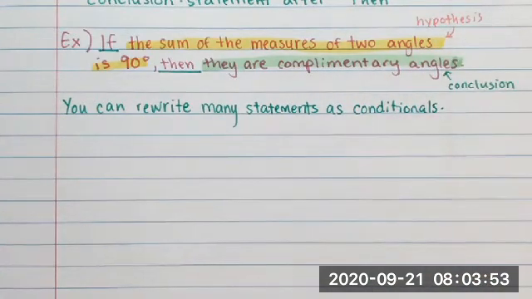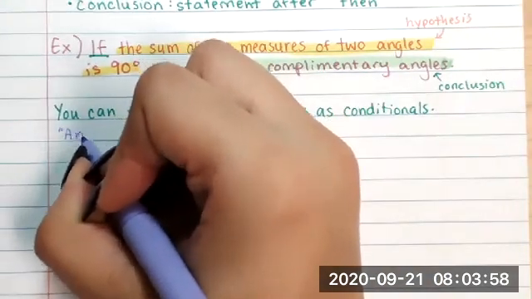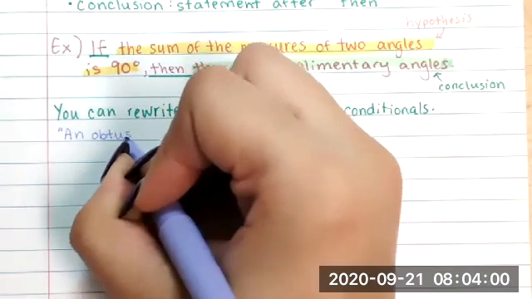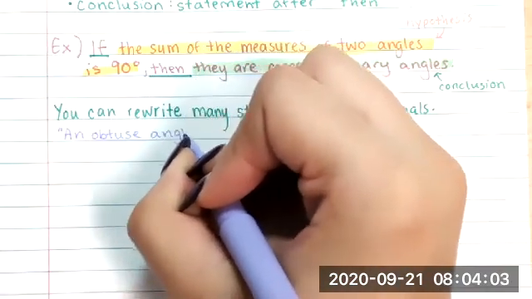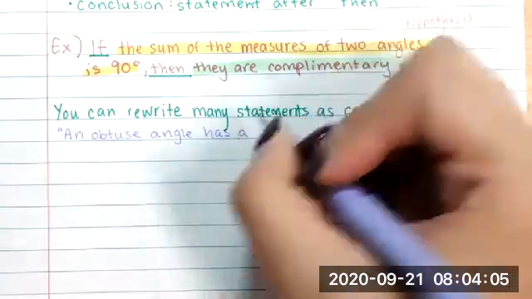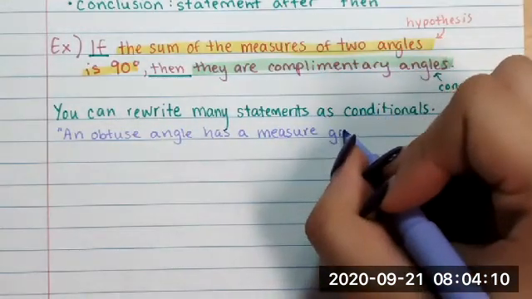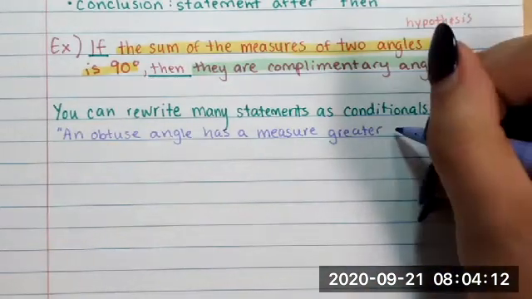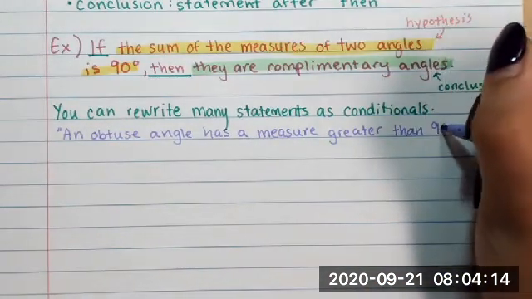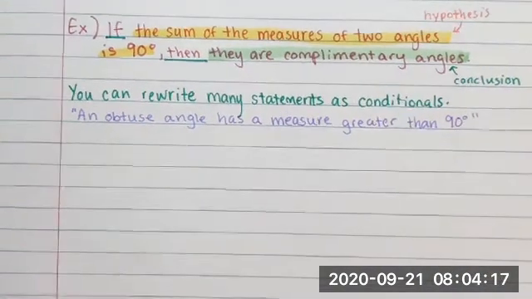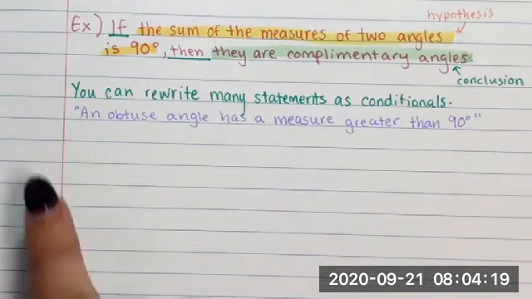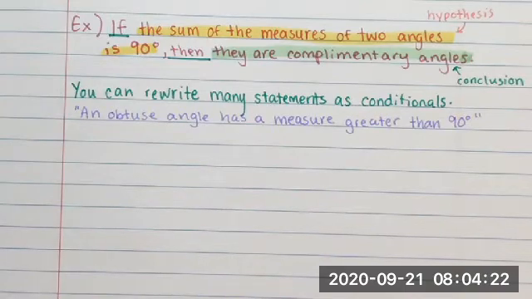So many of the things we know in geometry, for example, an obtuse angle has a measure greater than 90 degrees. Now that's something that we know, but it isn't written in if-then form. So if you're ever given a statement and you need to rewrite it in if-then form, here's the general idea.